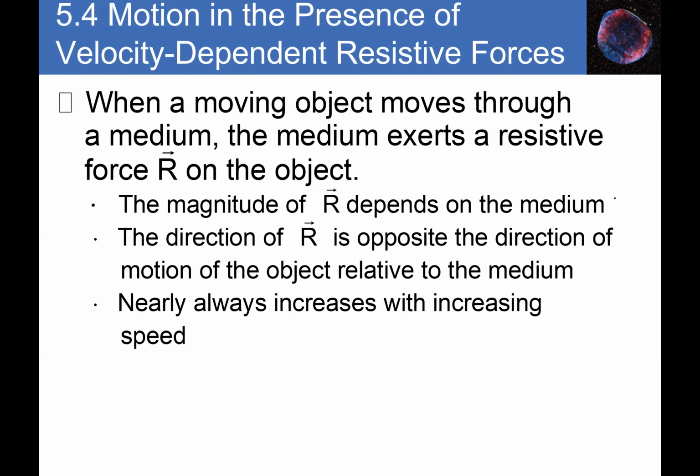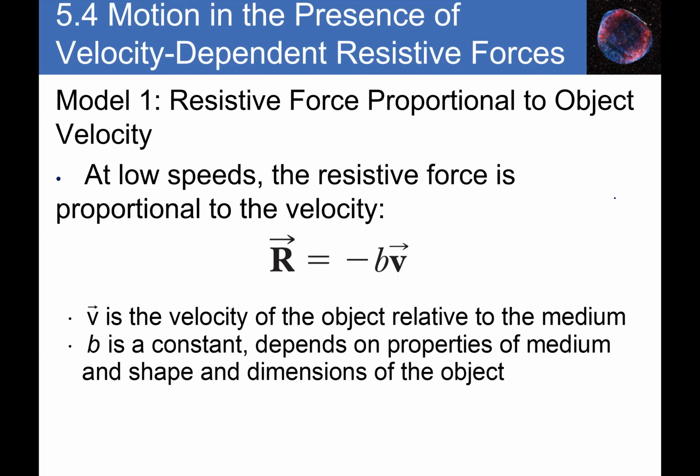The magnitude of R depends on the medium. The direction of R is always opposite the direction of the motion of the object relative to the medium. That's why it's like a resistive force, like friction, always against the direction. It nearly always increases with increasing speed. All right, so we have a model that we can use. For example, R is a resistive force, and it equals negative b times v. Negative because it's acting against the direction of the motion.